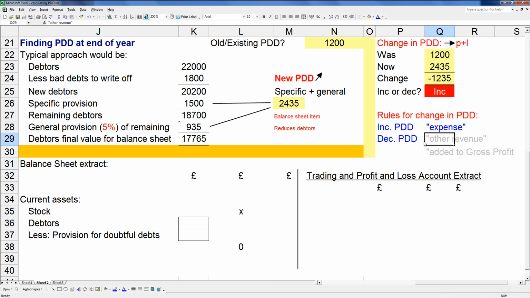So remember the P&L, I'll show you the extract in a moment, but remember the P&L section, you've got gross profit, then you've got other revenue, and you do your totals, then your expenses, and then find your net profit. So if you've got an expense, it's decreasing net profit.